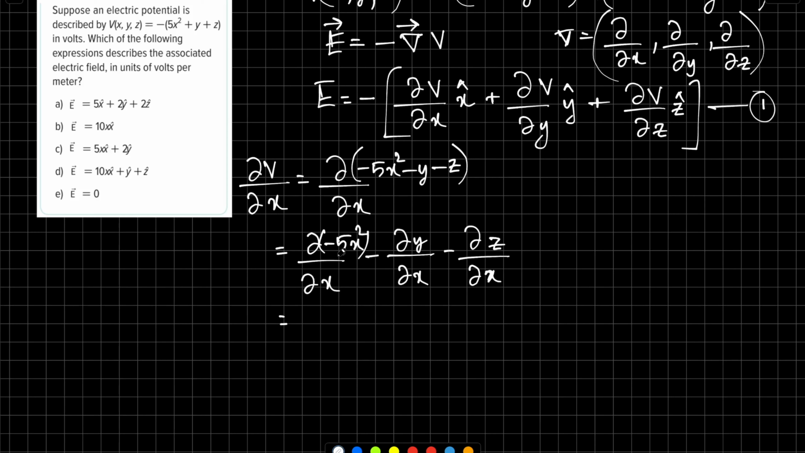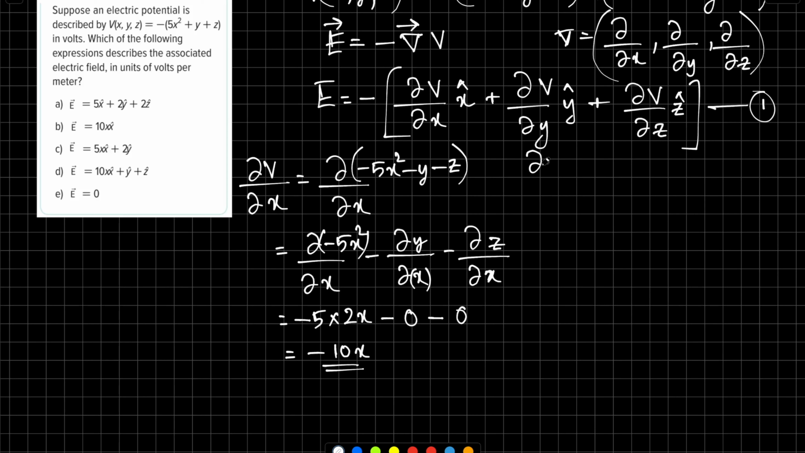We're differentiating with respect to x. Minus 5 is a constant, take it outside. ∂x² by ∂x is 2x. Minus ∂y/∂x: differentiating with respect to x, y should be treated as a constant. The derivative of a constant is 0, so minus 0. Minus, differentiating with respect to x, z should be treated as a constant, so it's 0. The answer is minus 10x.